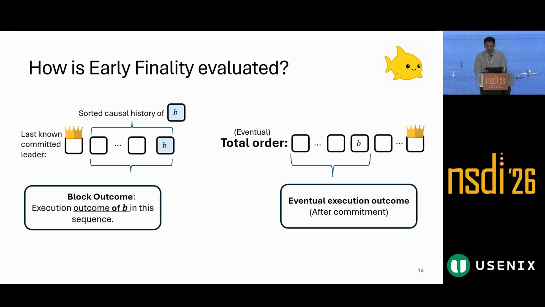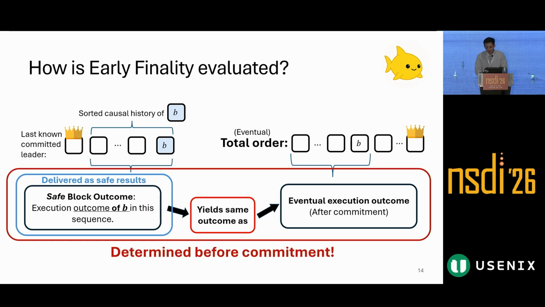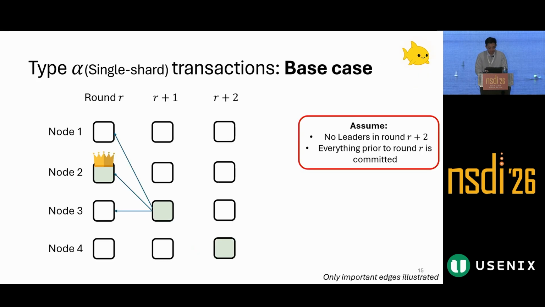We say block B meets the criteria for early finality if its block outcome, or the outcome of all transactions within B, after executing blocks in the sequence of B's own sorted causal history, matches the eventual outcome upon final commitment. The block outcome of B is then delivered as safe finalized results to the client. Crucially, Lemonshark is able to make this determination before B is officially committed.